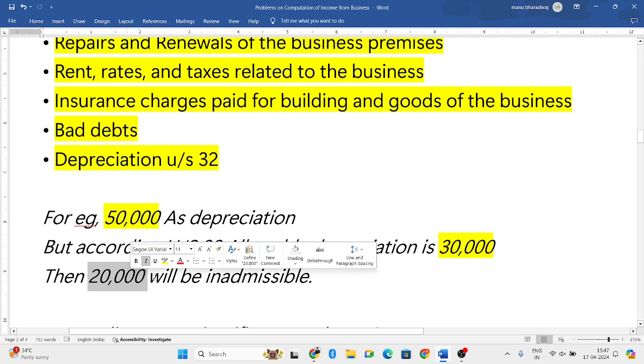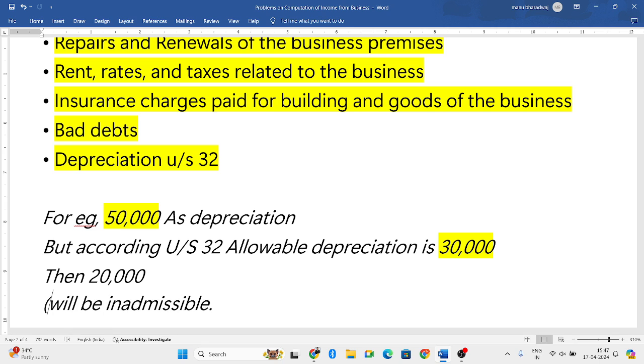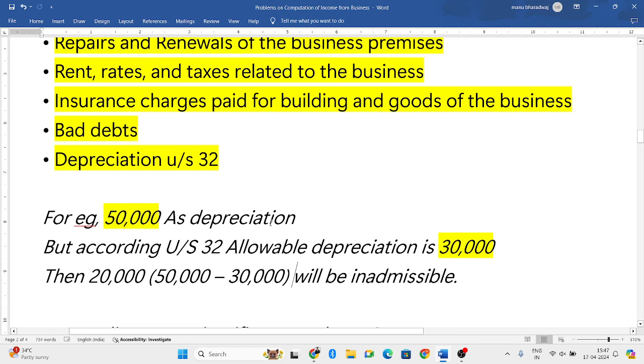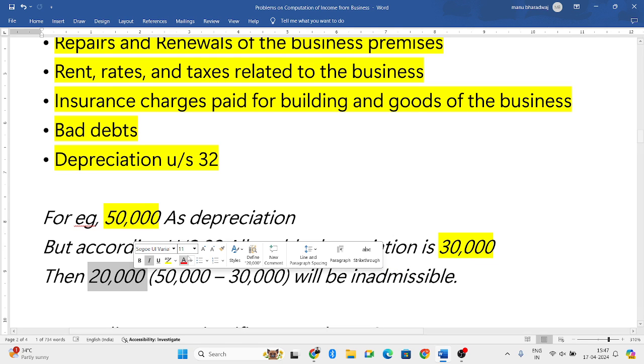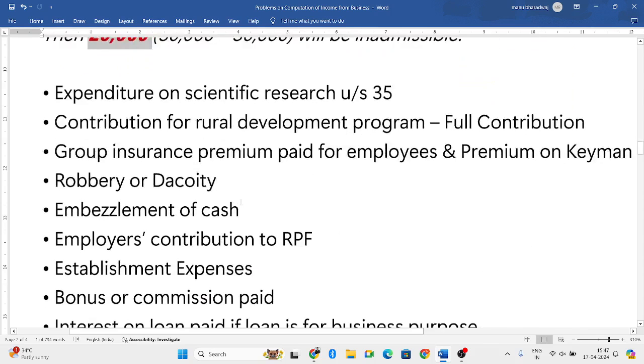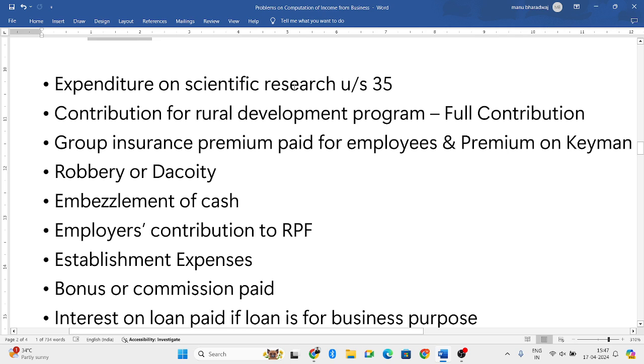So the remaining 20,000, how we got this 20,000? 50,000 minus 30,000 will be considered as inadmissible. So whatever the IT rule says, according to that, if you have charged depreciation, then it is admissible. For example, if you have charged excess depreciation, that excess amount will be inadmissible. Clear?